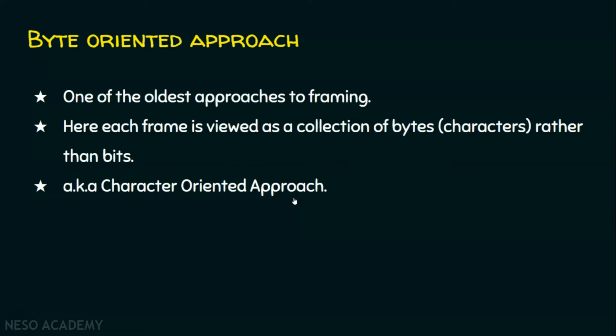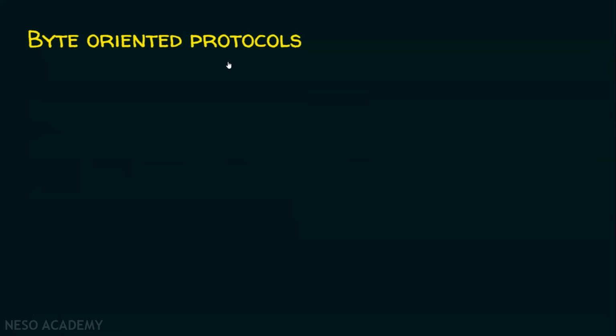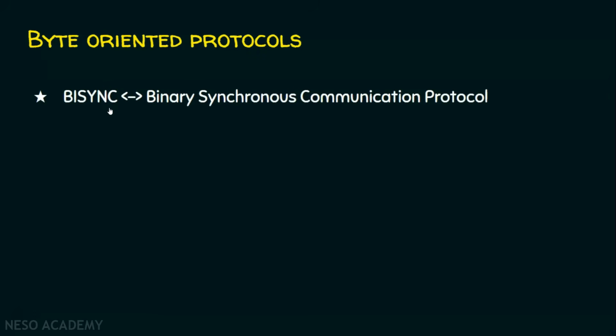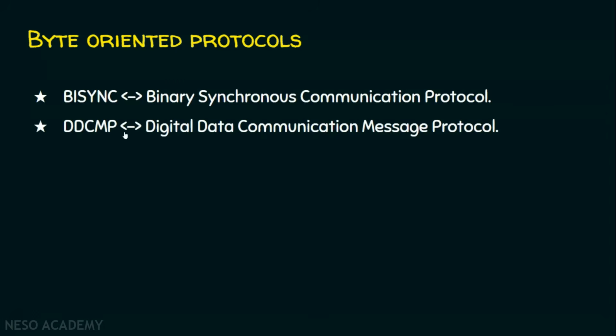Let's see what are the protocols that are there in the byte-oriented approach. In the byte-oriented approach, we have 3 protocols. Protocol number 1, we have BISYNC, which means Binary Synchronous Communication Protocol. We have the second protocol as DDCMP, which is Digital Data Communication Message Protocol. And the last one and the very popular one is the PPP, which is Point-to-Point Protocol. And that's it about the byte-oriented protocol.